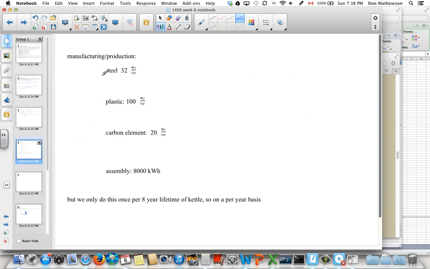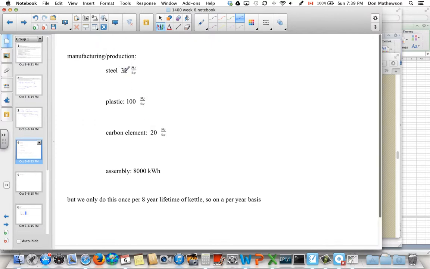Next, let's think about the manufacturing. We said there were basically 3 components to this kettle. There was the steel body, there was the plastic base, then there's the carbon heating element. So in our model, each of these raw materials has an embedded energy in it. So this is the energy to mine the iron ore, crush it up, and then sinter it, and then cast or roll the steel, clean it up, ship it to the plant where they're actually going to make the kettle. Okay, these values have been tabulated. They're in databases. I just pulled them out of a database.